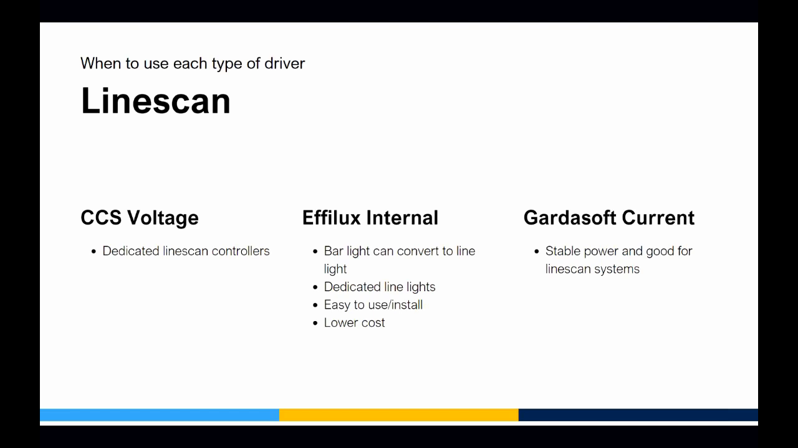Effilux has their bar lights that can convert to a line light, but they also have dedicated line lights as well. And these all have the same built-in drivers. You're going to want to use the continuous mode, the adjustable continuous one, instead of the auto strobe version of the continuous for the best results. But overall, it's also easy to use and install and a little bit lower cost. So for line scan, it kind of matters, but it isn't critical to the application.